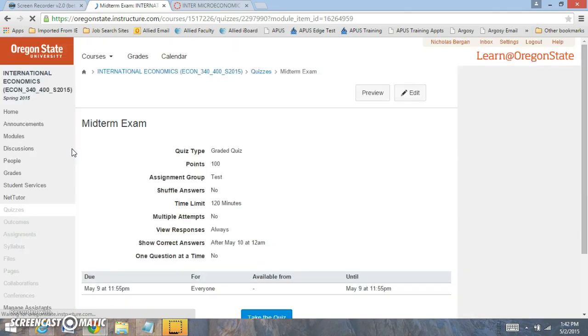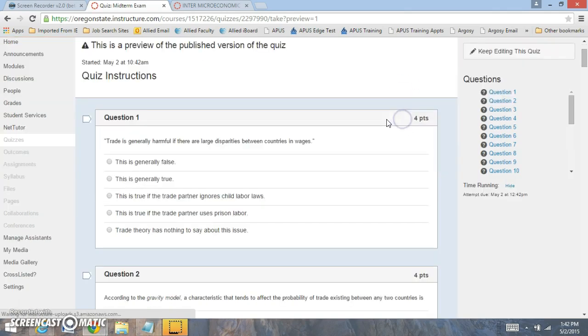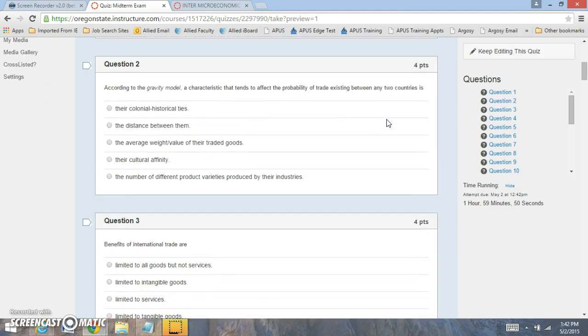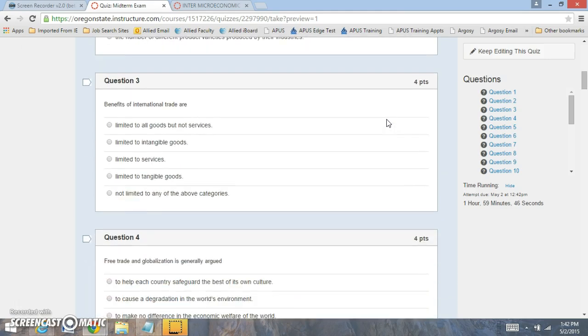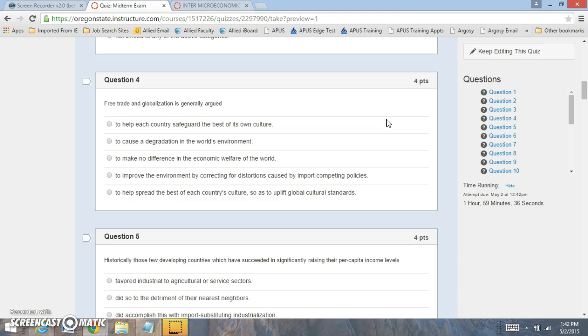So let's go over some of the questions that you might see with your midterm. What is trade primarily concerned about? A lot of people think trade is harmful because there's large disparities between countries and wages. We're going to be looking at the gravity model. Benefits of international trade, what are they? Free trade and globalization is generally argued to be what?